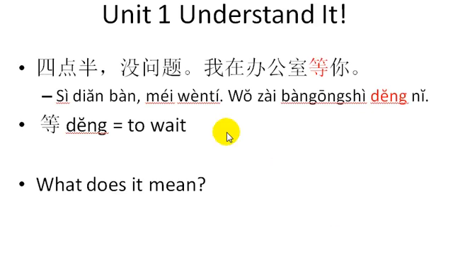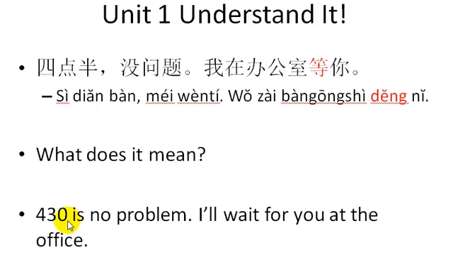常老师 says 4点半没问题我在办公室等你. So everything here should be fine except this 等, which means wait. 等 means wait. So you should be able to figure this out. 4点半没问题我在办公室等你. All right, pause and think about what this means. Write it down. 4:30 is no problem. I'll wait for you at the office.